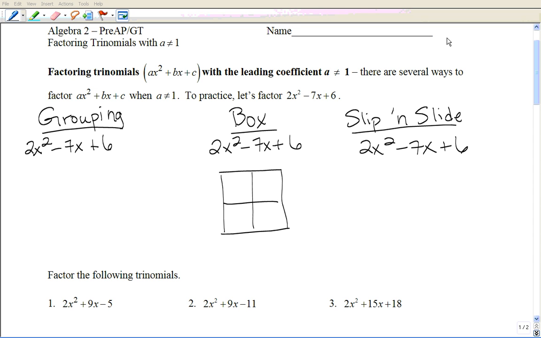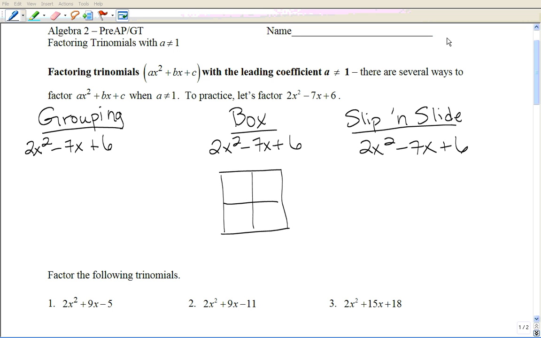Everyone, here's a video on factoring trinomials when a is not equal to 1. So factoring trinomials, which again are ax squared plus bx plus c, with the leading coefficient a not equal to 1, we have several different ways to factor that. So to practice, let's factor this using 3 different methods. First, we're going to look at grouping, then we're going to use the box, and then finally we're going to use this slip and slide method.